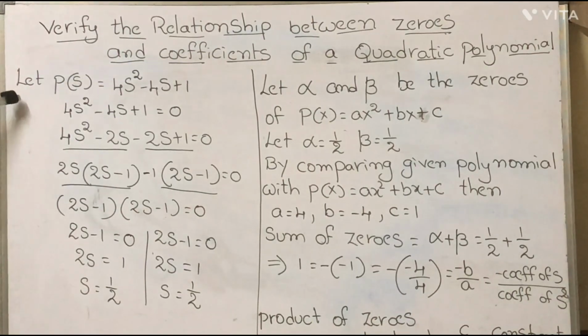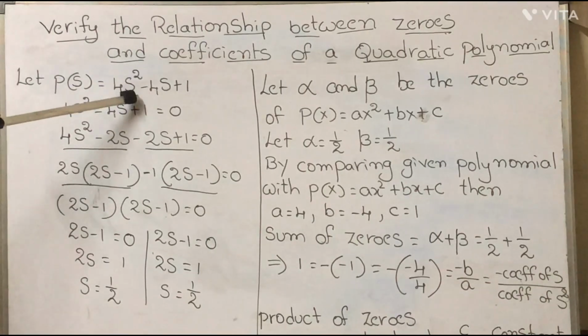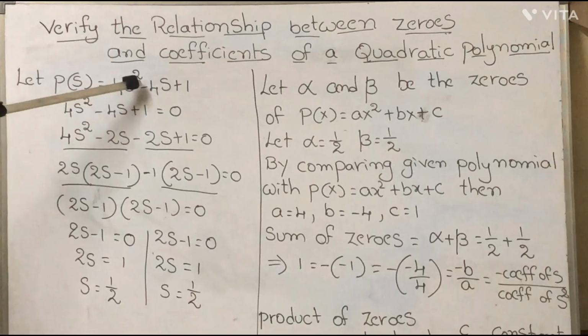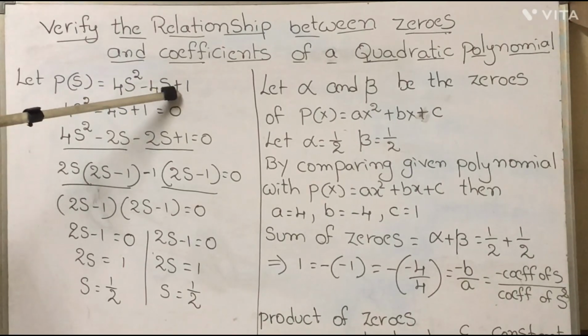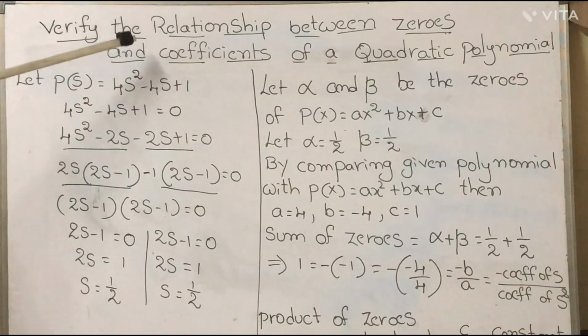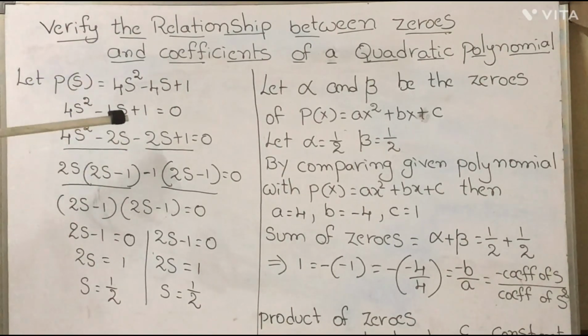Now let us take one example. Let p of s, where the variable is s, be the polynomial 4s square minus 4s plus 1. First we have to find the zeros of this quadratic polynomial, then we have to find how they are related with the coefficients of the quadratic polynomial.